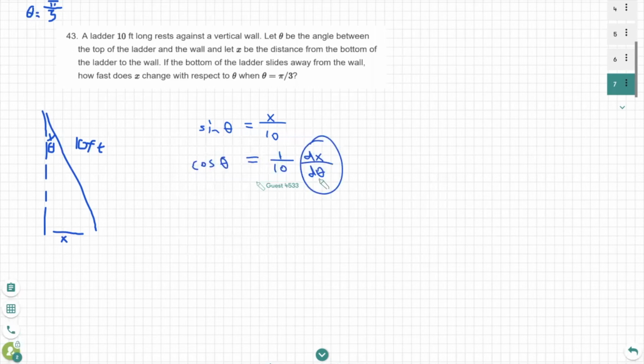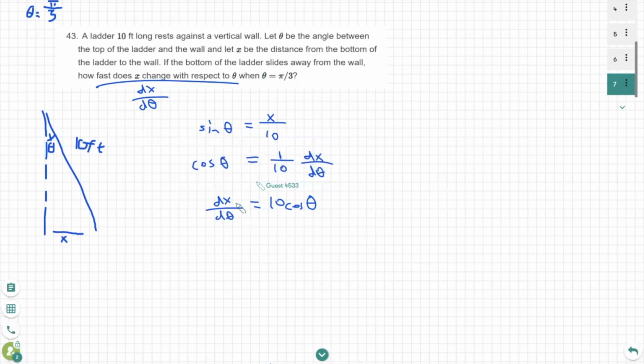Well, what does dx over d theta mean? It's a change. Yeah, that's this, right? This is what dx over d theta is, which is what we're trying to figure out. So I would say let's solve for this first. What's dx over d theta then equal to? 10 cosine theta. Yeah, 10 cosine theta. So this is our derivative function now.